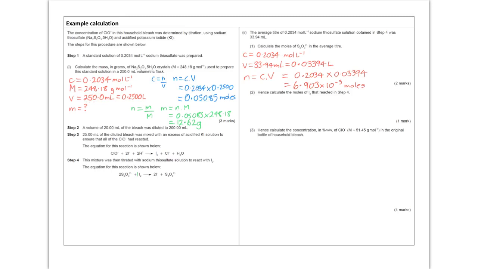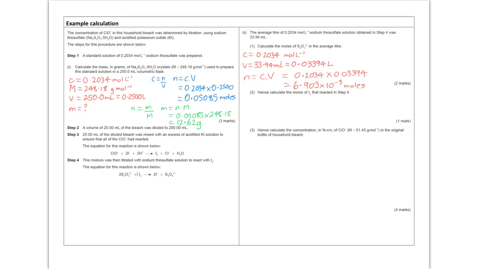Now it asks us to calculate the moles of iodine that reacted in step 4. So we know this many moles of thiosulfate reacted, this number here, 6.903 times 10 to the minus 3. How many iodine must there have been? From this equation, for every 2 of these, there was 1 of these. So there's half as many iodine. So you could just times that by half, get your answer, do it in 1 step, 1 mark. You'd get full marks because it's 1 mark.